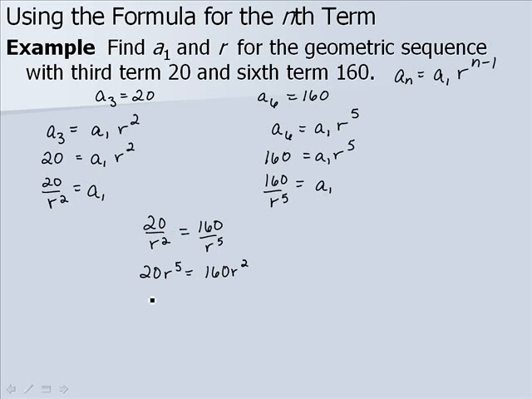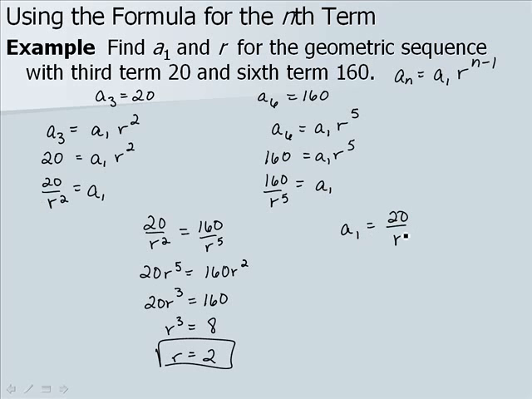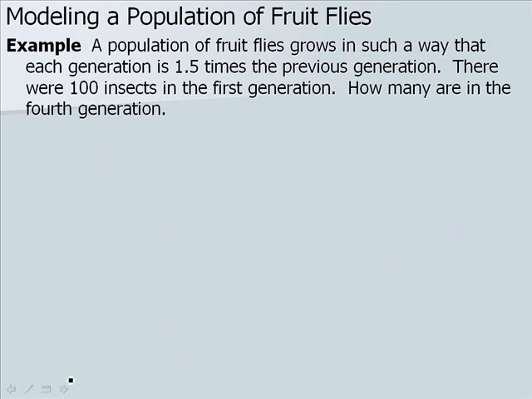So we'll divide both sides by r squared and we'll get 20r to the 3rd equals 160, or r to the 3rd equals 8 when we divide both sides by 20. When we take the cube root of both sides, we'll get a value of r of 2. Now let's find a1. We can use either definition, so I'll use our first one, a1 was 20 over r squared. So now that we know r, we'll find that a1 is 20 over 2 squared. So it's 20 over 4, or we get a value of a1 equals 5.